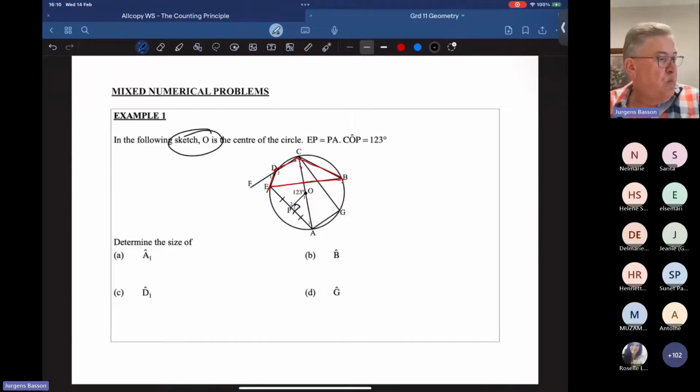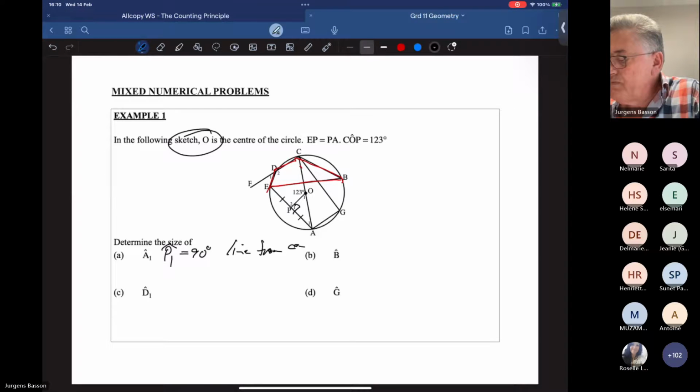All right, so what can we find? That is what we now need to start with. All right, so I think a good place to start is to say that P1 is 90, because we're going to use that 90, and we didn't know that, so we need to say it. So let's say P1 is equal to 90 degrees, and that is the line from the center. So P1 is 90. Now, what can we say about A1? Because we are looking for A1.